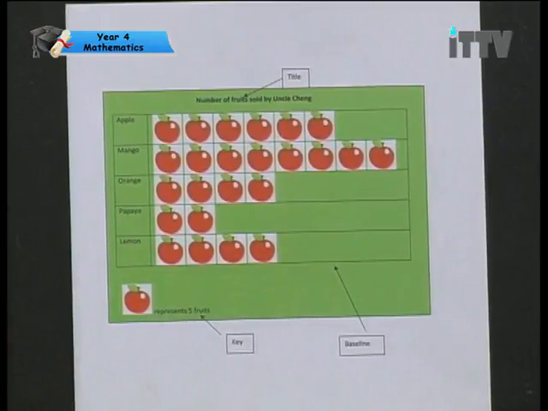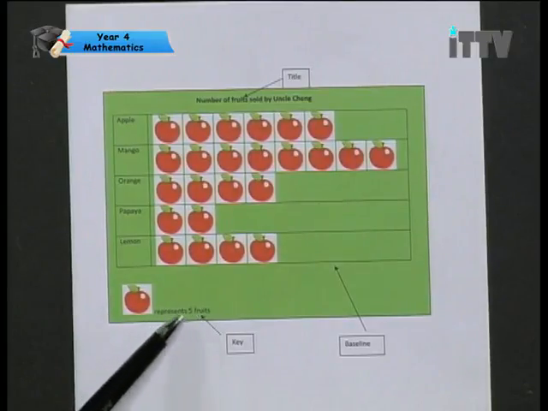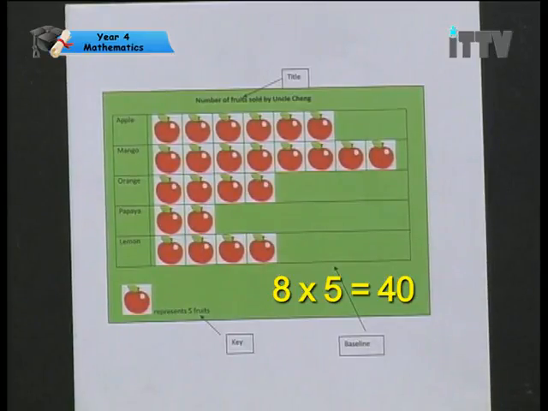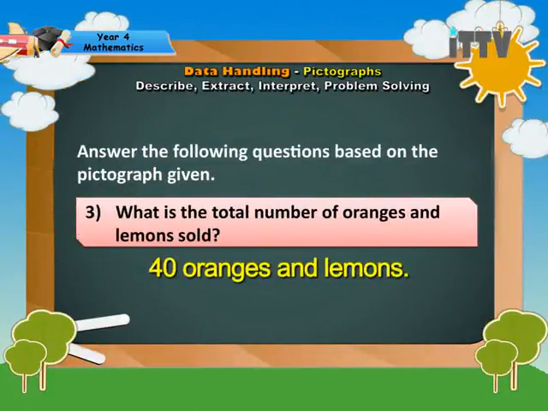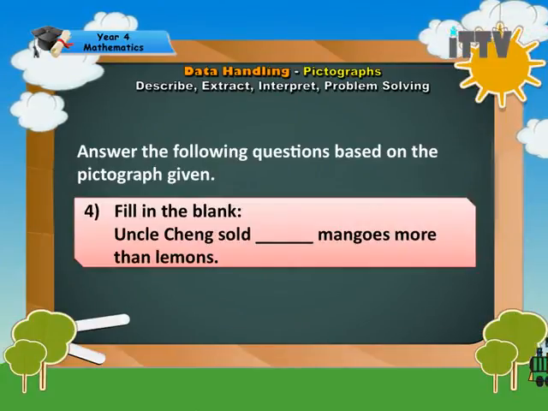But 8 pictures represents how many fruits? Okay, so we know that one picture represents 5 fruits. So the total of oranges and lemons are 8 pictures. Therefore, 8 times 5 equals 40. 40 fruits, right? So that is our answer. 40 oranges and lemons.